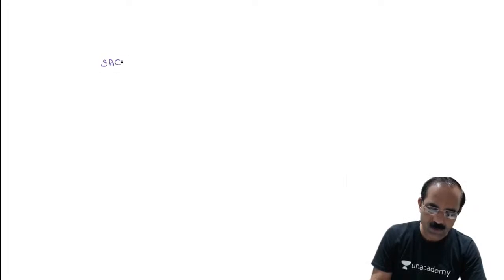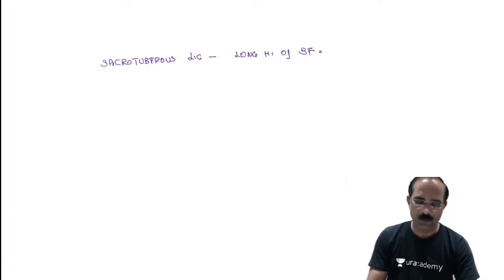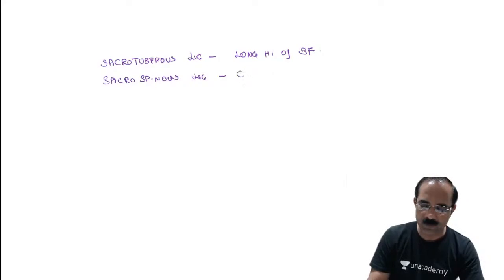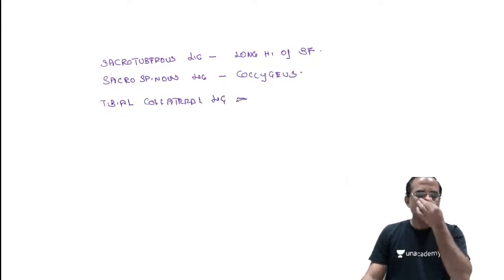Sacrotuberous ligament. What is the degenerated part? Long head of biceps femoris. Sacrospinous ligament. What is the muscle? Coccygeus muscle. Then there's something known as the tibial collateral ligament. I'm writing all the degenerated parts for you. Can you tell me? Tibial collateral ligament.